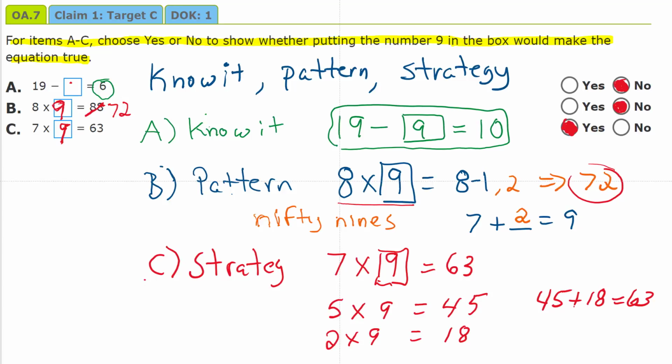So there you go, 3 ways that we can figure out these types of problems for our fluency. We can either know it, we can use a known pattern, or we can come up with a strategy. This is one way you can solve these problems. You might have another way. As long as you know how it works and can explain it to others, it's a good way to solve a problem.